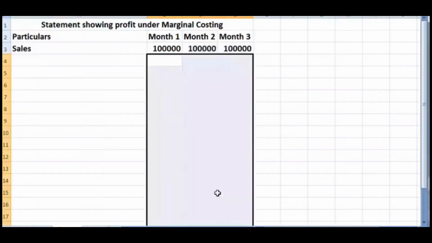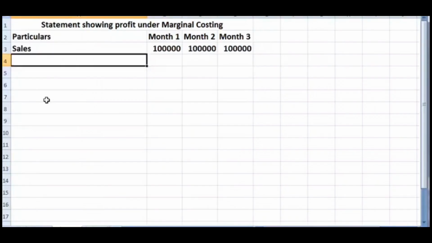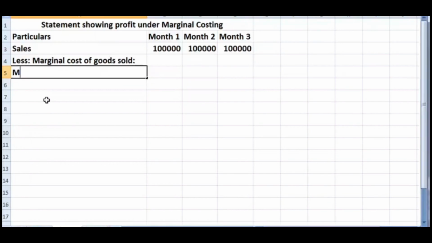Sales. Then what comes from that? Less marginal cost of goods sold. First is marginal cost of production.